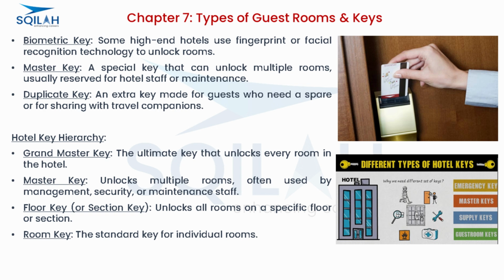Hotel key hierarchy. Grandmaster key. The ultimate key that unlocks every room in the hotel. Master key unlocks multiple rooms, often used by management, security, or maintenance staff. Floor key or section key unlocks all rooms on a specific floor or section. Room key, the standard key for individual rooms.